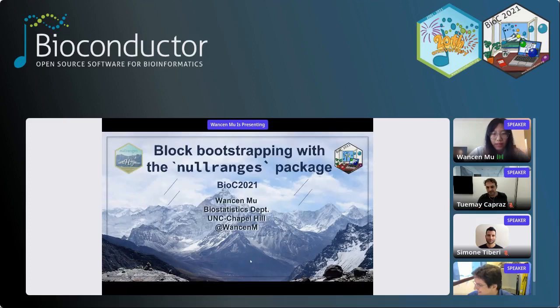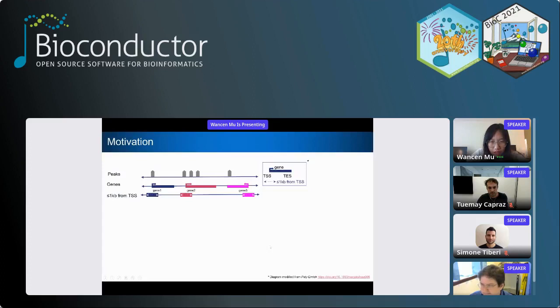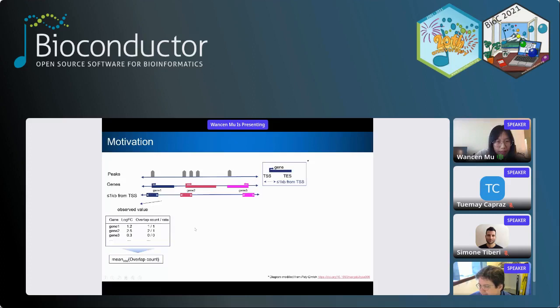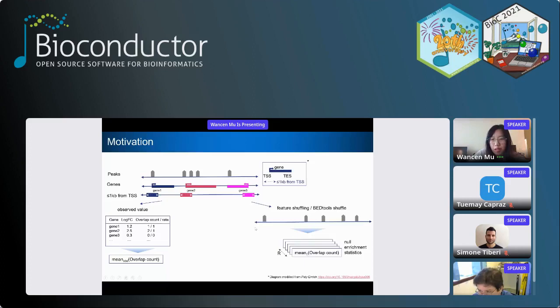So hi, everyone. Today I'm going to introduce the nullranges project, implementing the block bootstrapping idea. In genome analysis, it is often interesting to know whether two feature sets have strong association. For example, in genomic enrichment analysis, when we have a differentially expressed gene set, we want to know whether it's really close to a set of peaks. Then we will define a range around the transcription start site, like 1 kb, to get the observed overlap count or rate with the peaks. Then for drawing the statistical inference, we will do a Fisher shuffle or a Bayesian shuffle to randomly sample the peaks or the genes to get a thousand null sets with the enrichment statistics.